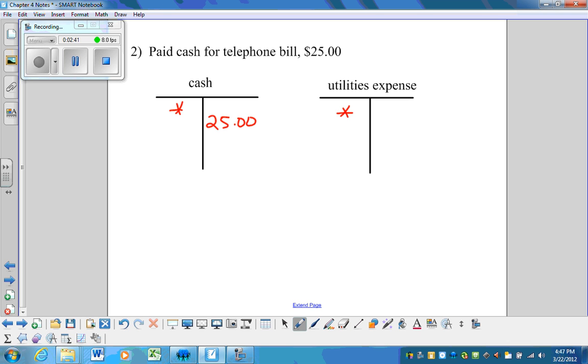Think of it as like a basket. You have an expense account basket. Every time you pay a bill, you put that bill into the basket and the basket is getting more filled. So you're increasing that basket. So we have to put the $25 on the left-hand side.